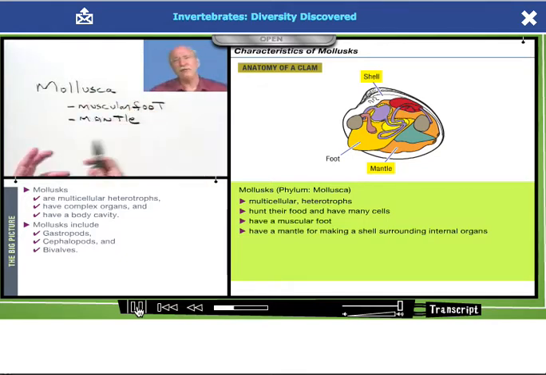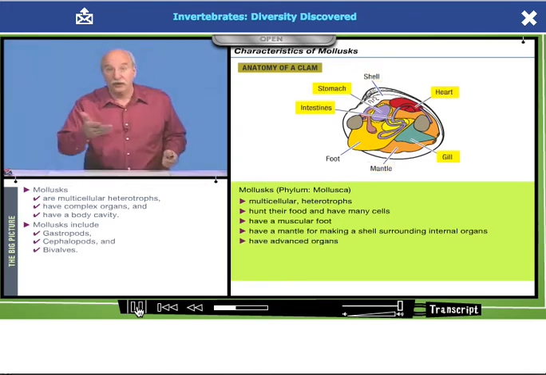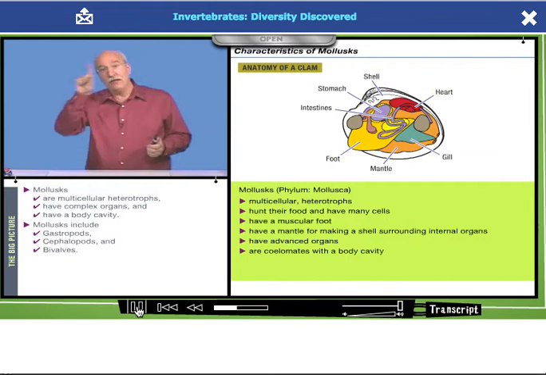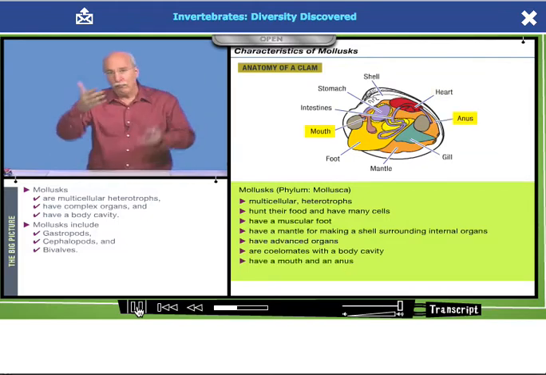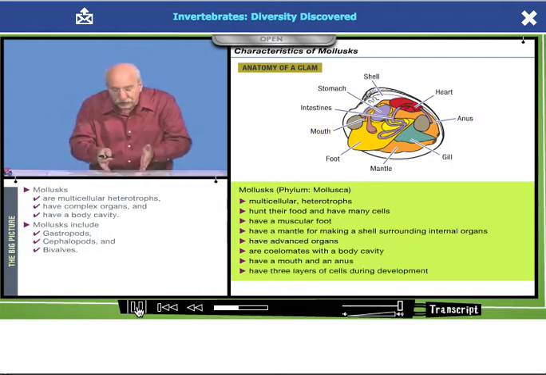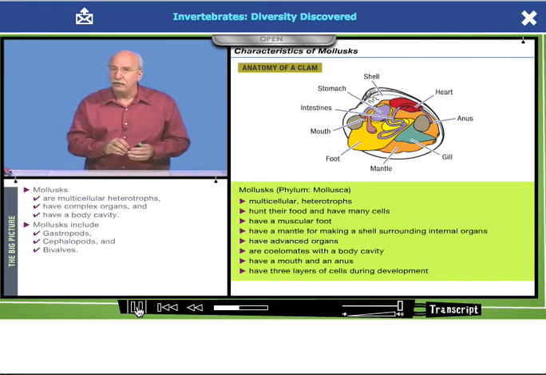So, we've been talking about the various classifications of animals. What do these have? Well, clearly they have very advanced organs. Snails have very advanced organs. They're coelomic, okay? So they definitely have that cavity. They definitely have a mouth and an anus. We're certainly at the three-cell-thick development pattern. So mollusks are very advanced too, okay? And they have systems that are very advanced also.